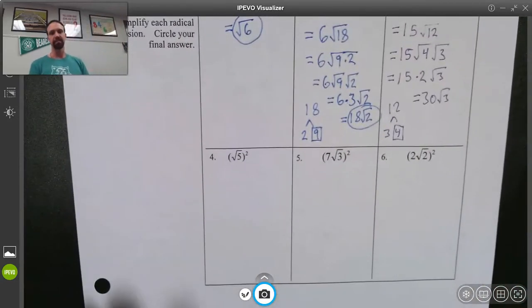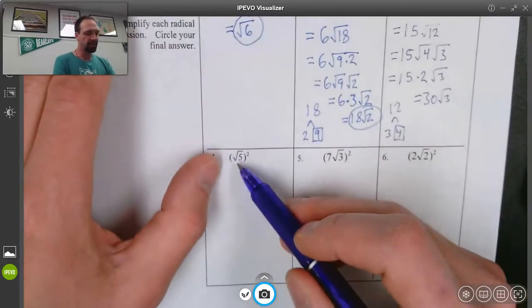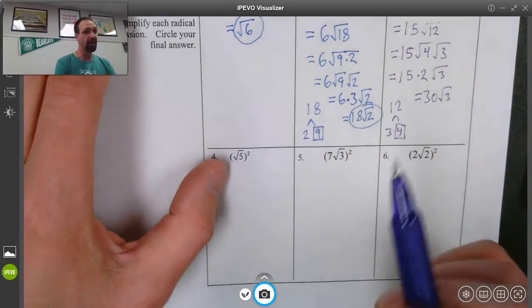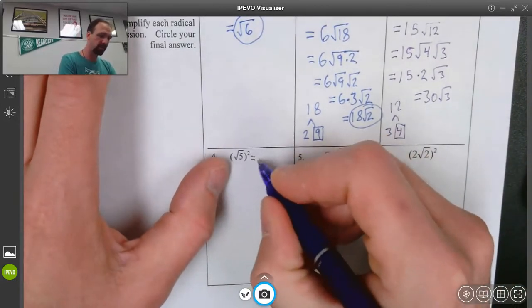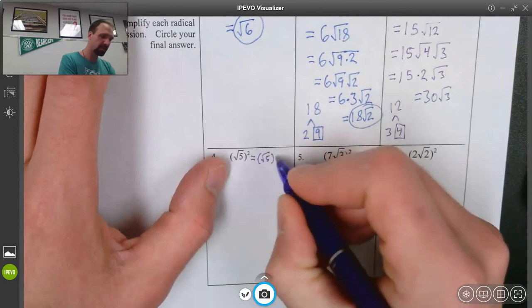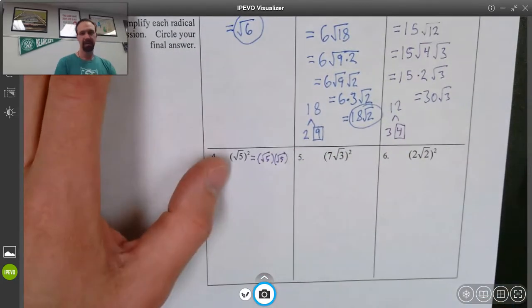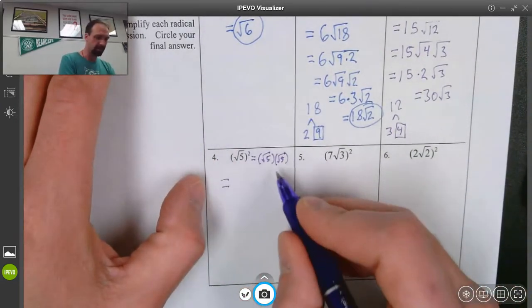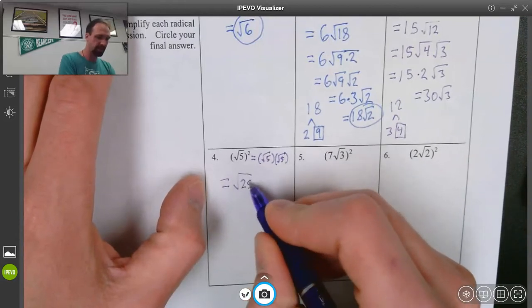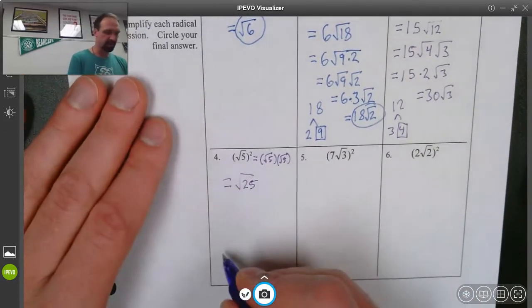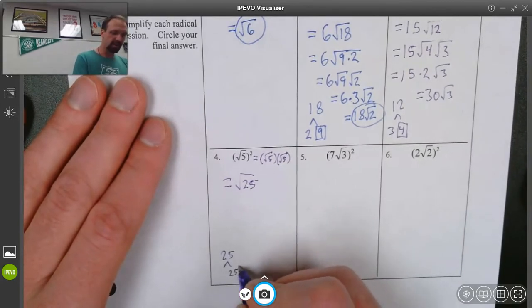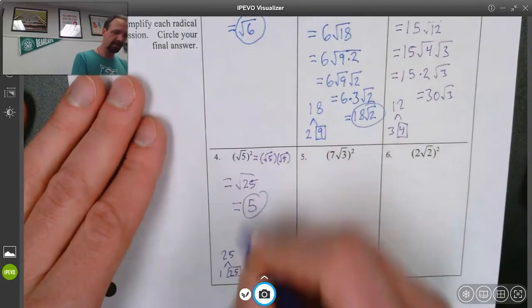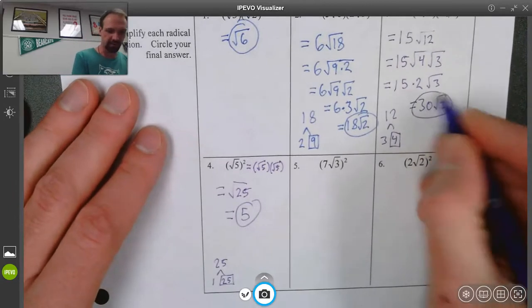All right, this one's a little bit tricky. We've got square root of 5 and then squared. If you don't know, square root of 5 squared is just the square root of 5 times the square root of 5. And then now I can just multiply inside the radicals. So square root of 5 times square root of 5 is going to be square root of 25. And now we know the largest perfect square that we can take out of 25 is 25. And because it's a perfect square itself, then we know that it is 5. And then we're good. Ooh, I forgot to circle the last one.